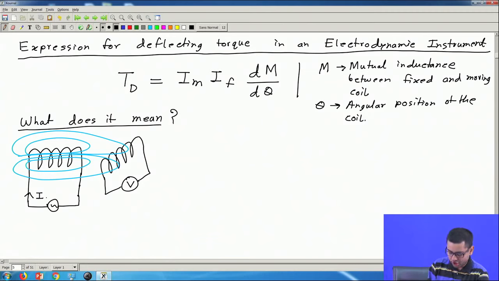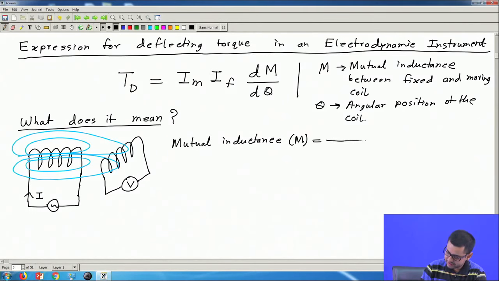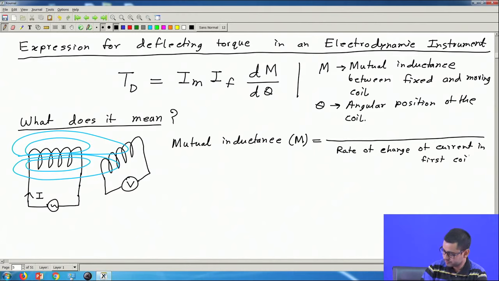This is called the mutual inductance. Now, the mutual inductance M we can define as the voltage induced in the second coil divided by the rate of change of current in the first coil.